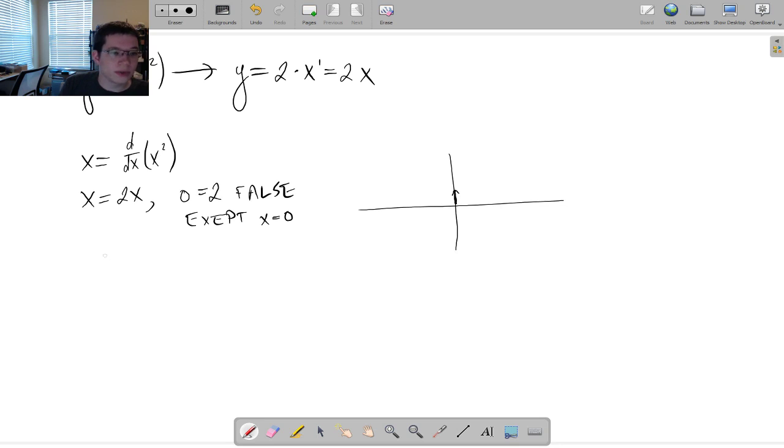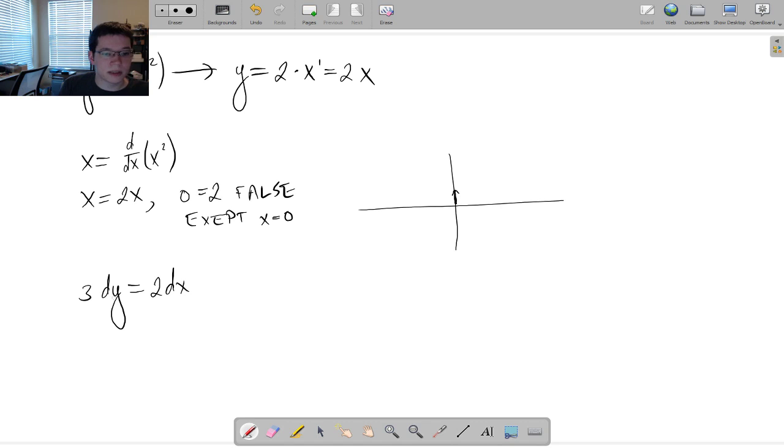When you start dealing with multiple variables, it gets to be kind of funny. We can still deal with it though. We have, for example, 3dy equals 2dx. That's a valid differential equation, and we can solve it.